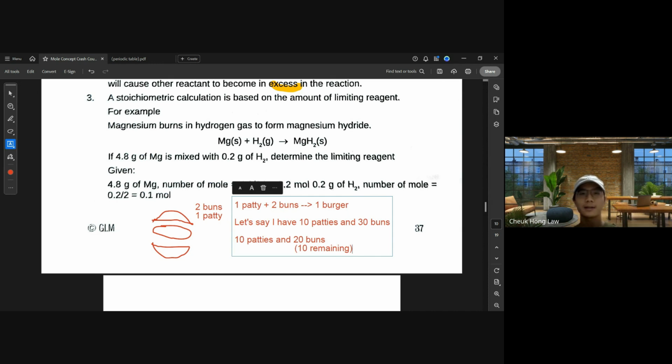So the one that is remaining is the one in excess. The buns are in excess and the patties are the limiting reagent. Why? Because the limiting reagent is completely used up, right? When I react the patties and the buns, the 10 patties are completely used up, whereas I still have 10 buns remaining. So the patties are the limiting reagent.